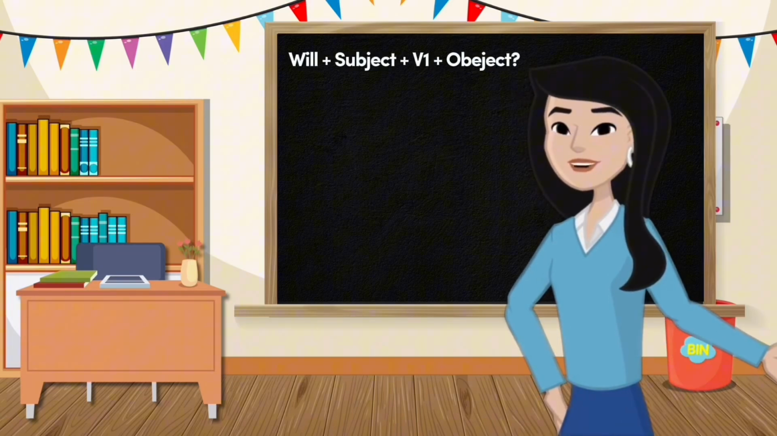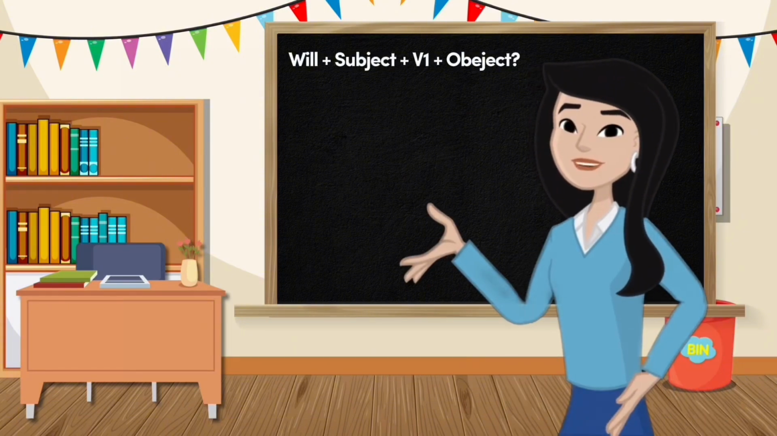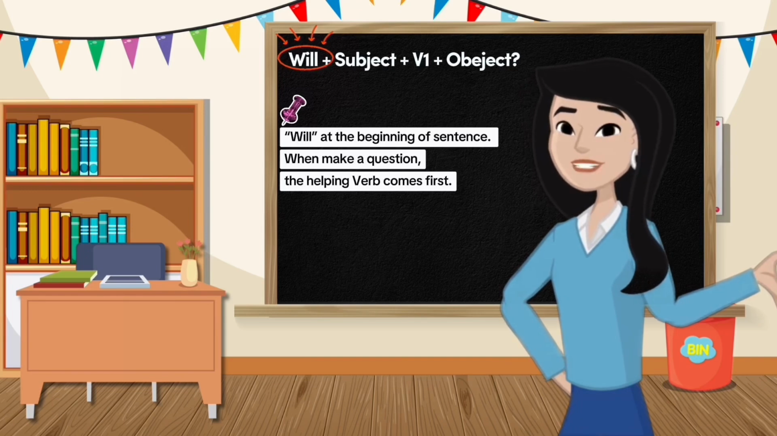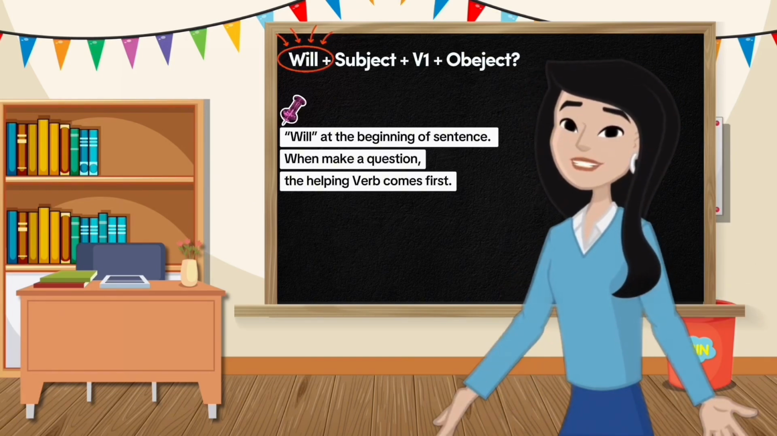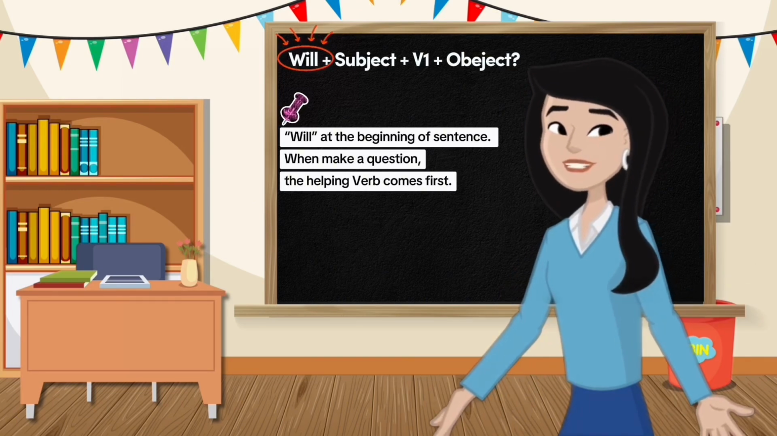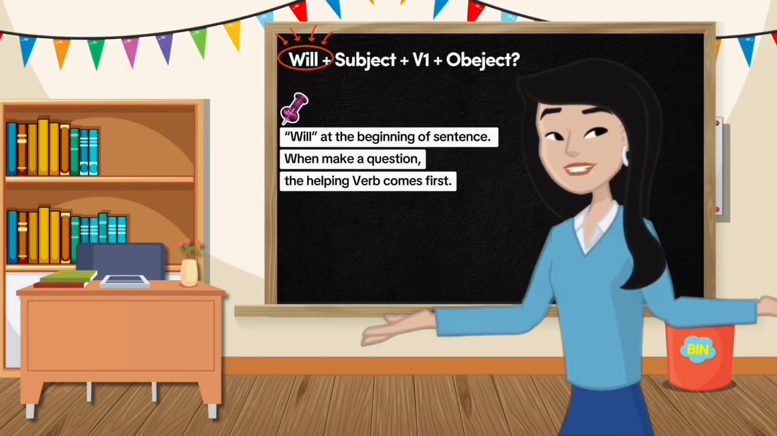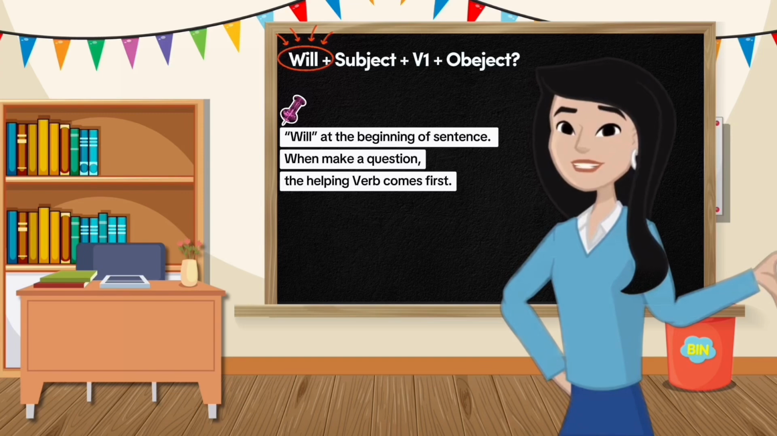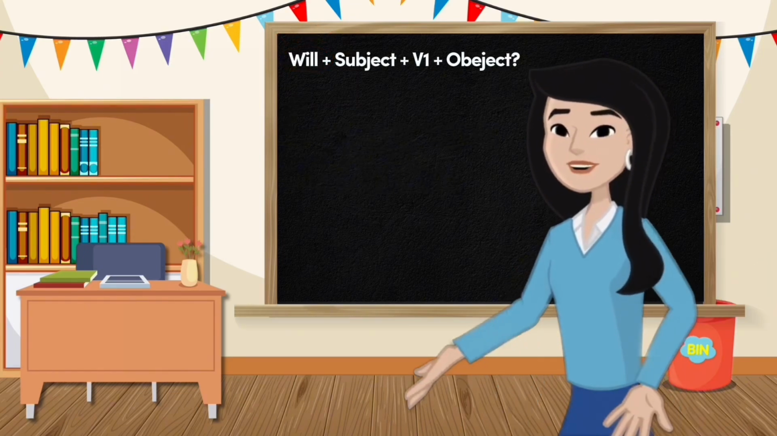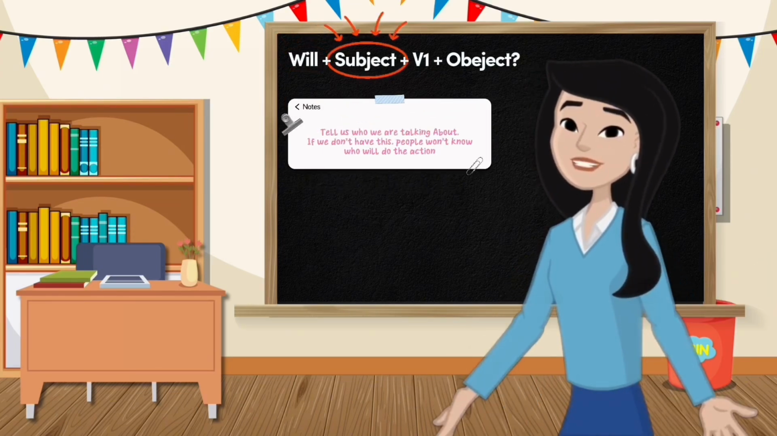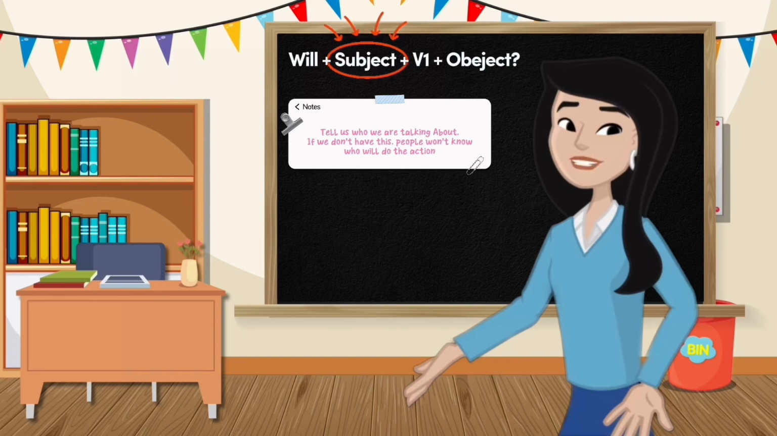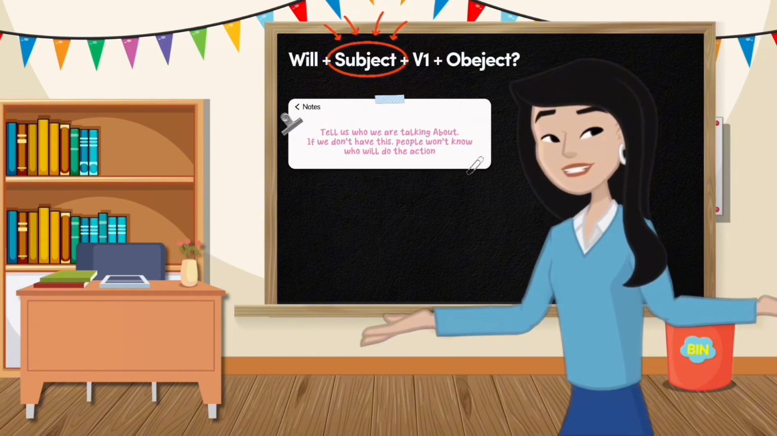Now let's understand this formula step by step. First, we put will at the beginning of the sentence. Why? Because in English, when we make a question, the helping verb comes first. So when people hear the word will at the beginning, they immediately know that we are asking a question. Next, we write the subject. The subject tells us who we are talking about. If we don't have a subject, people won't know who will do the action.